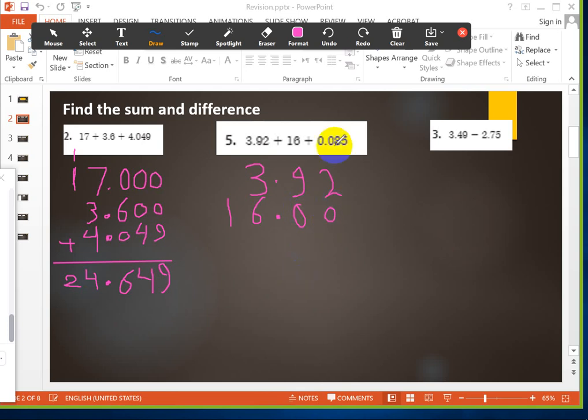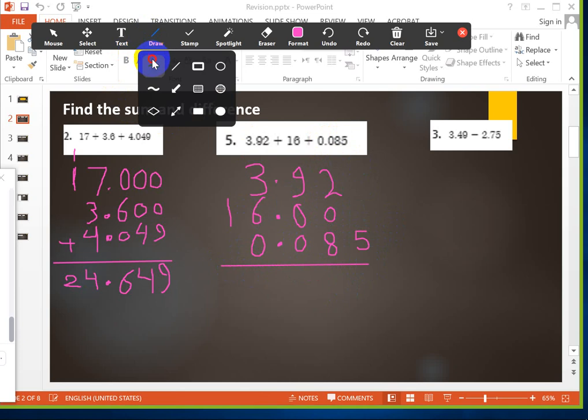Okay? Then I will order this number. So the ones under the ones. So please focus with me, girls. Stop typing on the chat, please. And this is the decimal point right here under the decimal point. In the tenths I have 0. In the hundredths I have 8. In the thousandths I have 5. Okay, girls? Now I will add the numbers to find the final answer.